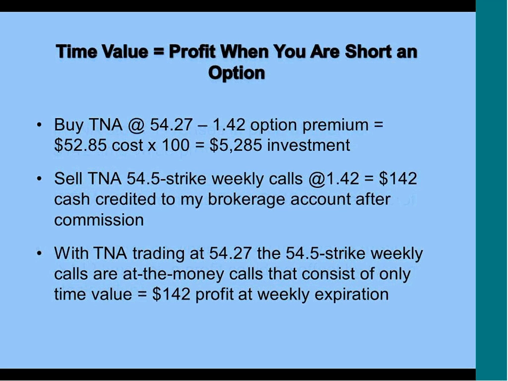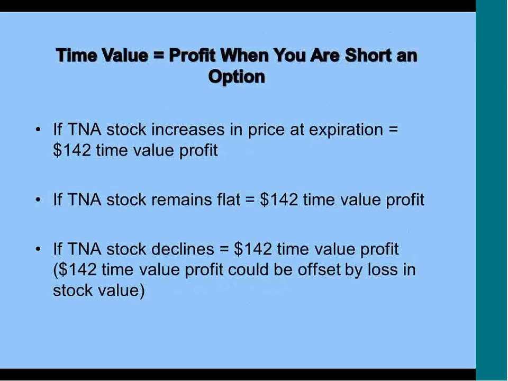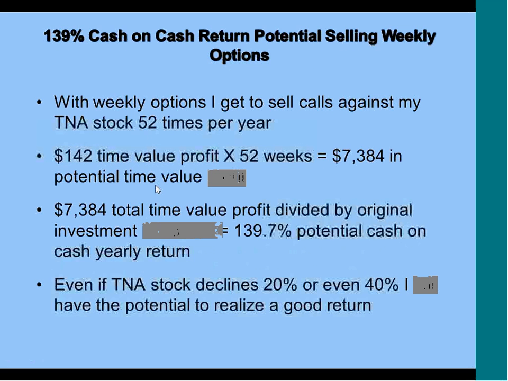Now, if I collected a similar premium each week over the course of a year, I'd collect $7,384 in cash, and that works out to be a 139% cash-on-cash return for my initial investment of $52.85. So a lot can go wrong, and if you're collecting 139% cash-on-cash return, this trade will still be profitable.